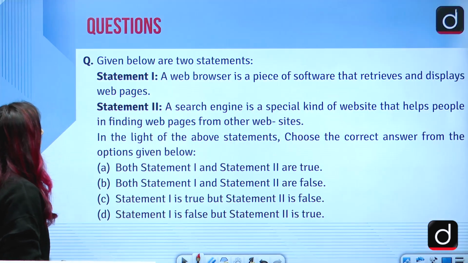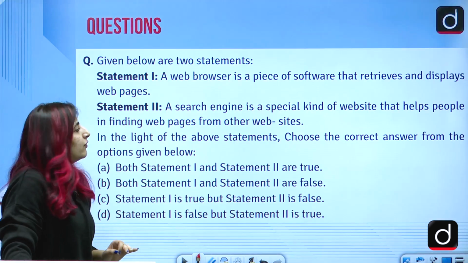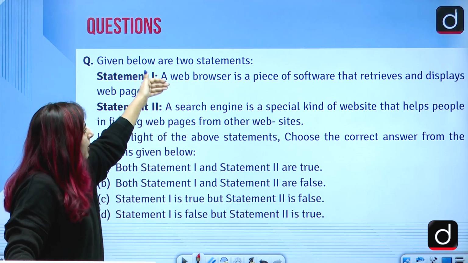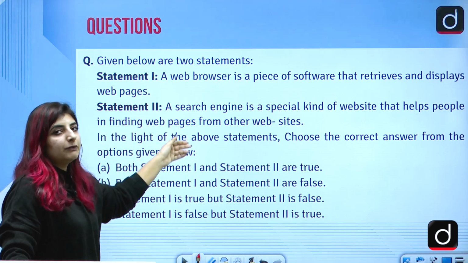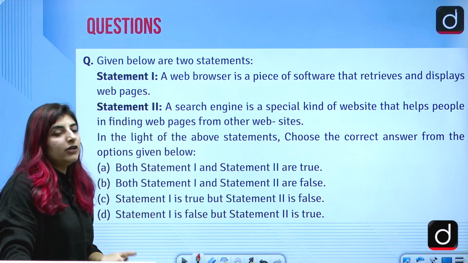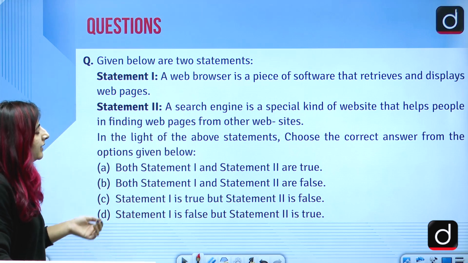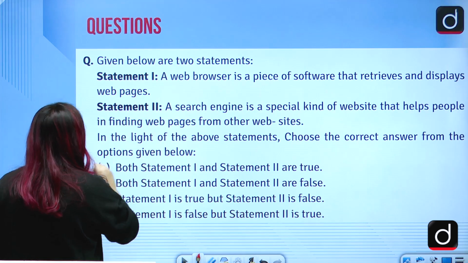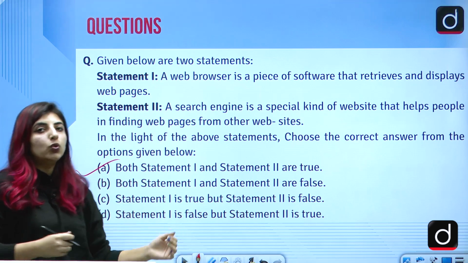Correct? The next question that I have for you is, what is a web browser? And there are two different statements about a web browser and a search engine. You are supposed to make a differentiation and see which one is the correct out of the two. The correct answer here is option A, which means that both statement 1 and 2 are true.